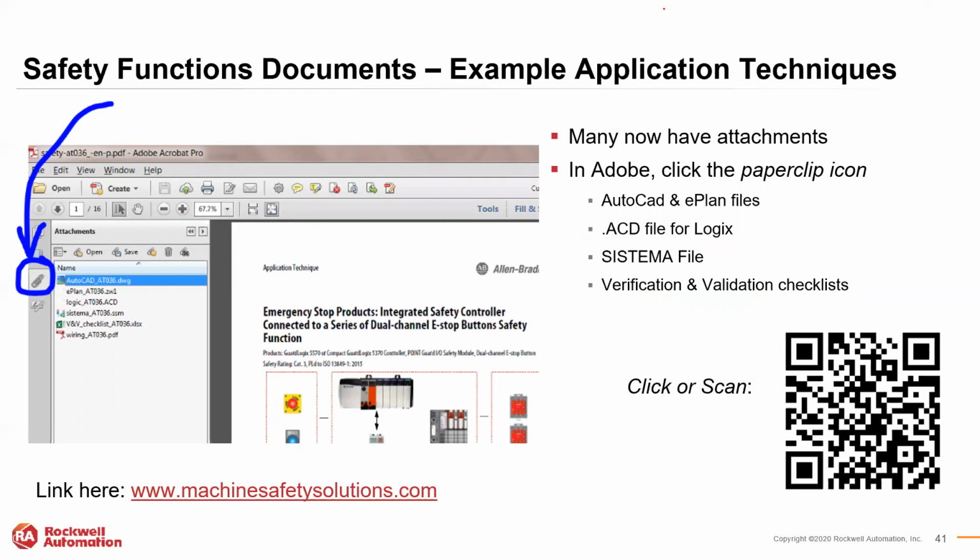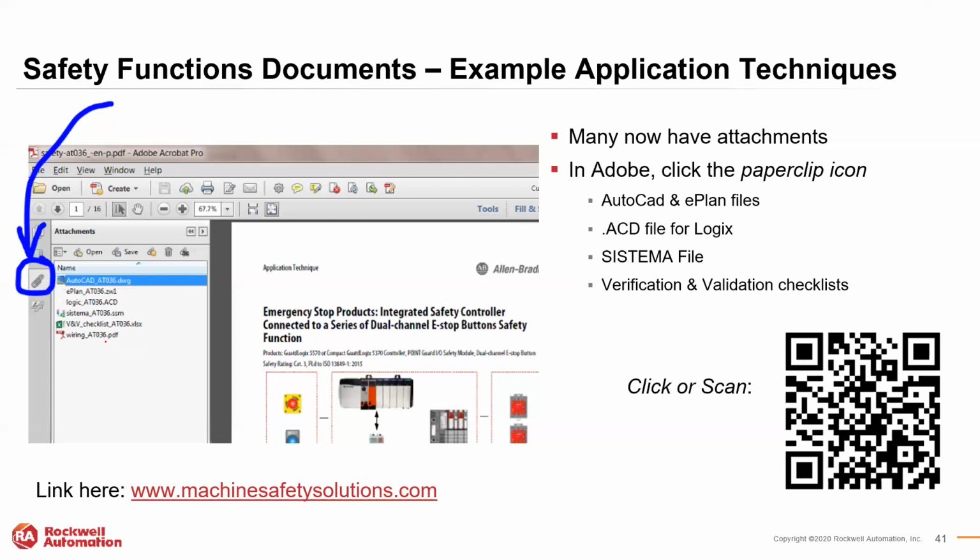So some of the newer documents, if you download the PDF and you open it up in a PDF viewer like Adobe, on the left side, there's a paperclip. And under that paperclip, there are actual file attachments with that PDF. So you download the PDF, it seems like a tremendously huge file, but that's because it has other files attached to it, including AutoCAD, ePlan, Logix file, system for verification, and then an example validation checklist to go through and do the things in that system to see that it's actually working right.